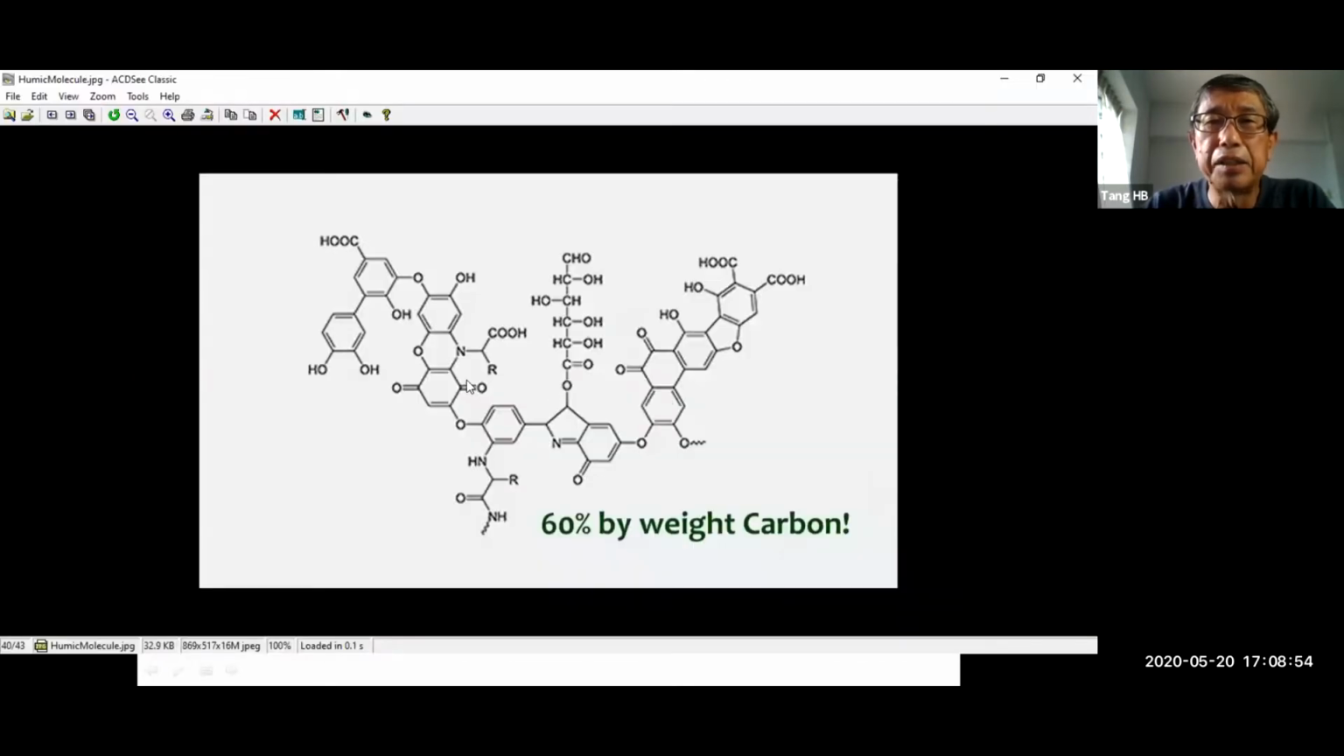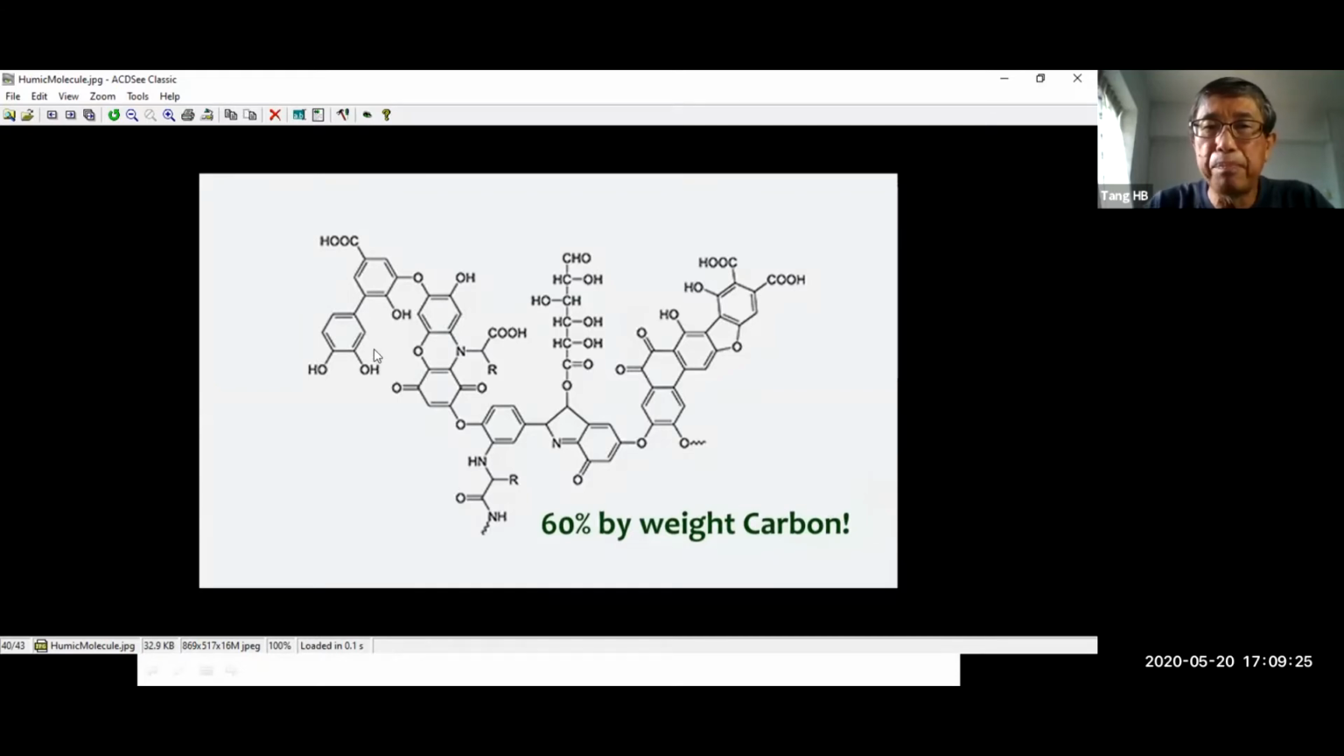Okay, so if you remember the chemistry you learned in school, you can see that this humus molecule has a lot of these rings, benzene rings. Each corner here is a carbon. You can see that it has a lot of carbons. So humus collectively has about 60% by weight of carbon. And this carbon is from the air, sequestered by the plant through photosynthesis.